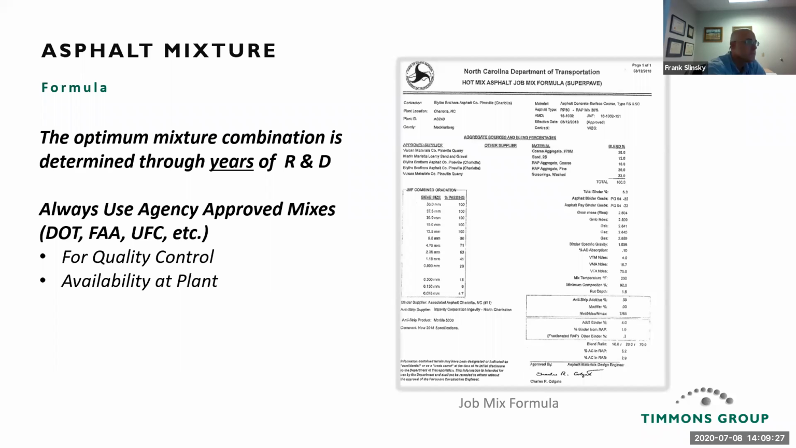Asphalt mixture is a formula, and the optimum mixture combination is determined through years of research and development. Always use agency-approved mixes, DOT, FAA, UFC, depending on what the project is. The majority of the time, designers will use DOT for site projects. It is the most commonly used, and contractors are most familiar with it. The reason for that is also quality control and availability at the plant.